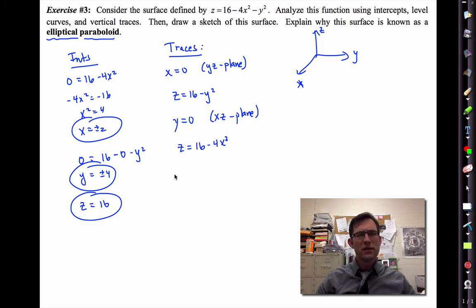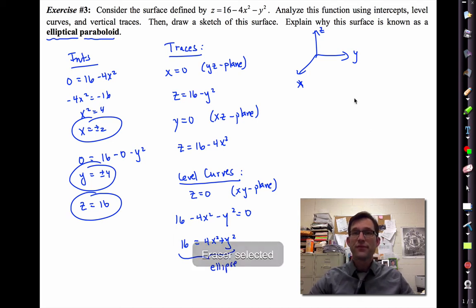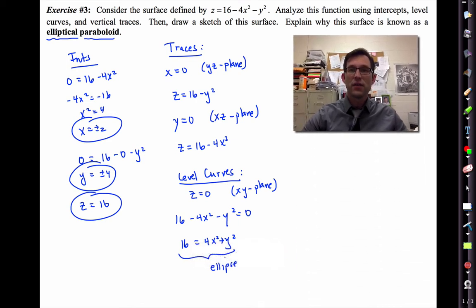Now, last thing, but certainly not least, would be your level curves. Now, again, we could choose many different z values, but one that is oftentimes very helpful is z equals 0, because again, that's the xy plane. And if we put z equals 0 in, we get 16 minus 4x squared minus y squared equals 0. And that would be 16 equals 4x squared plus y squared. And that is, of course, as we all know, an ellipse. And to me, this is actually enough. I can do a little bit of a sketch now.